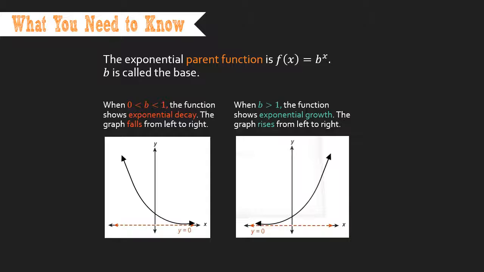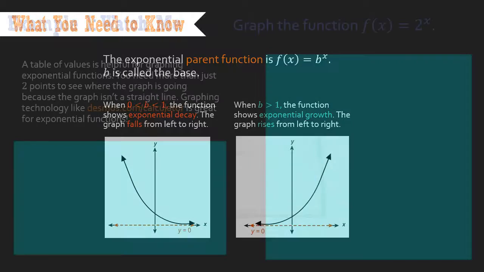If your value of b is greater than 1, the function is going to show exponential growth, and the graph is going to rise from left to right. So let's take a look at graphing a couple of these types of functions and whether or not we have examples of exponential decay or exponential growth.